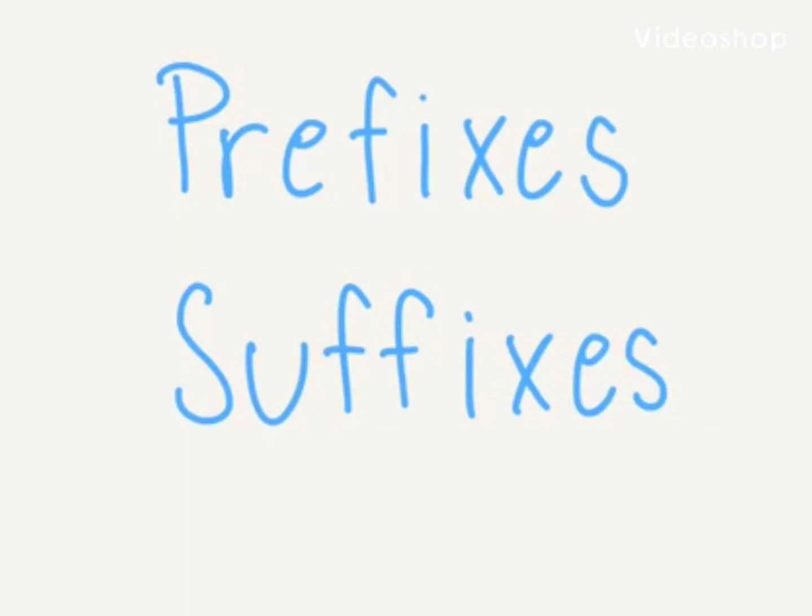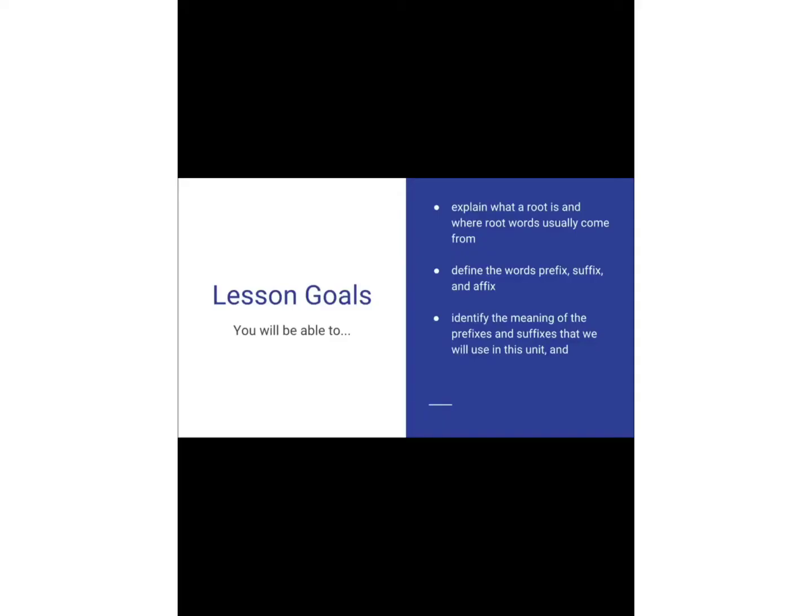Hello and welcome. In today's lesson, we will learn about prefixes, suffixes, and root words from Unit 1 in your Max book, page 11. The goals in this lesson are to explain what a root is and where root words usually come from. You will be able to define the words prefix, suffix, and affix. You will be able to identify the meaning of the prefixes and suffixes that we will use in this unit.